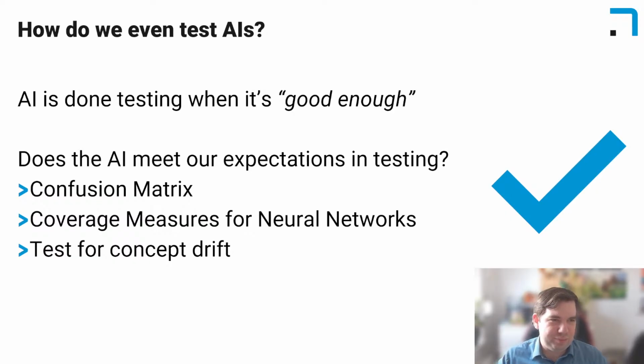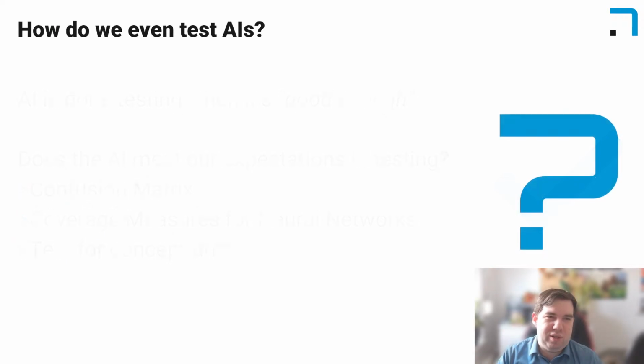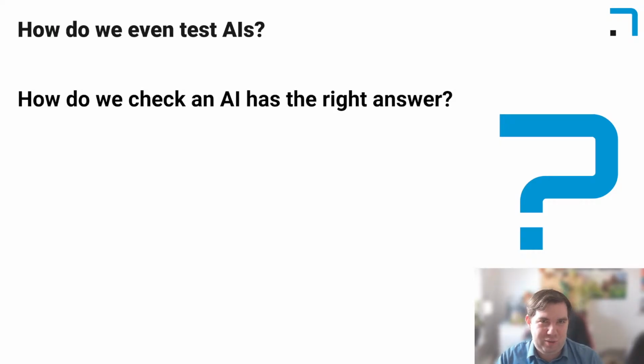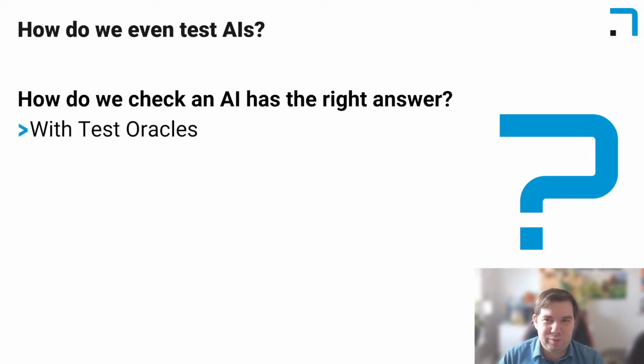And from that, a good question arises. If we have these expectations, that's all well and good, but what about the actual answers and outputs it gives us? How do we check that an AI has the right answer? Well, if we want to check that it has the right answer, then we probably just use the same methods as normal, which in testing, we use test oracles.